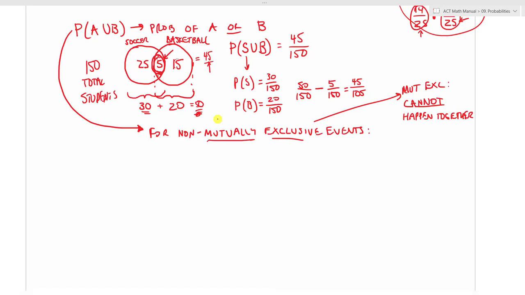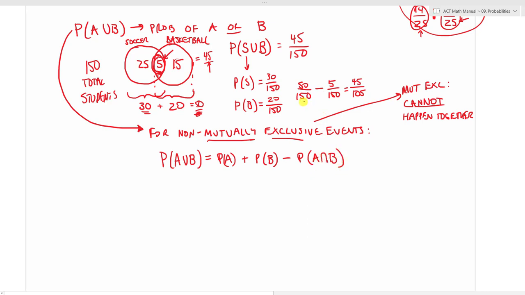So for non-mutually exclusive events like we have here, where the two events can occur together, what we do for the probability of A or B is the probability of A plus the probability of B, but then we have to subtract out the probability of A and B, my fault, that should be an intersection, A and B happening together.